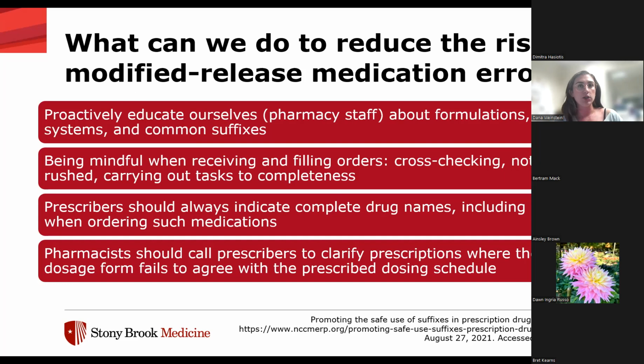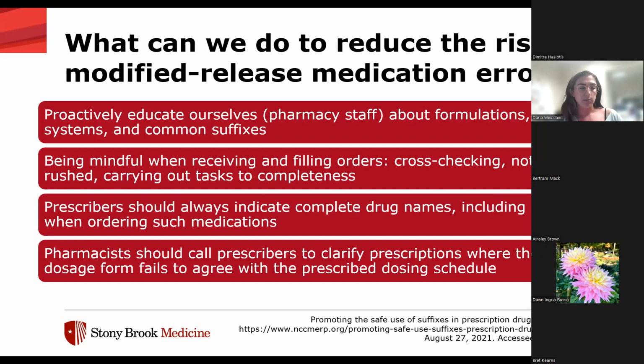The second thing I want to address is action-based errors, which are also known as slips. That would be such as not counting all the singles for Pyxis, or skipping the scanning function on the VC, or rushing to scud something. And so it's super important that we're mindful when we're receiving and filling orders by cross-checking, not being rushed, and carrying out tasks to completeness.